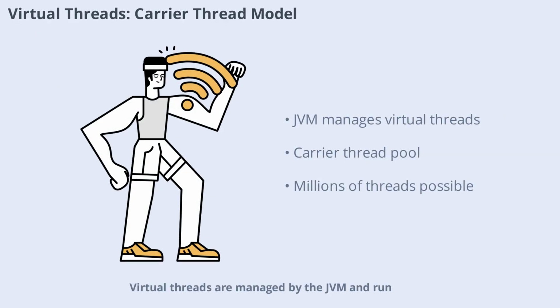Virtual threads are managed by the JVM and run on a pool of platform threads called carrier threads. The JVM uses a ForkJoinPool as the default scheduler, with one carrier thread per CPU core. Creating a virtual thread is cheap, and the JVM handles scheduling and execution, allowing millions of virtual threads to run on a handful of carrier threads. This model is the foundation of lightweight concurrency in Java 21.